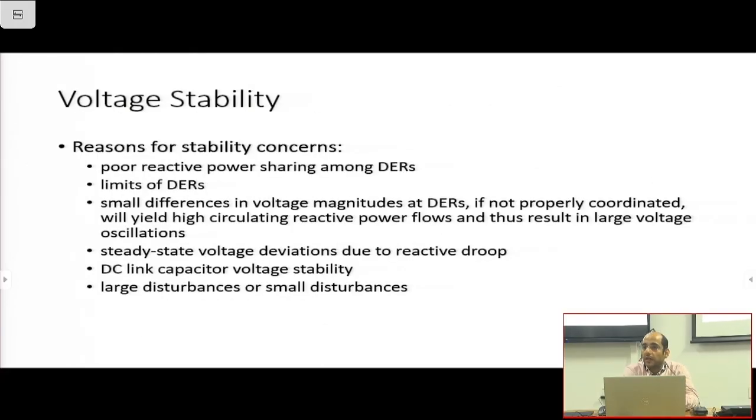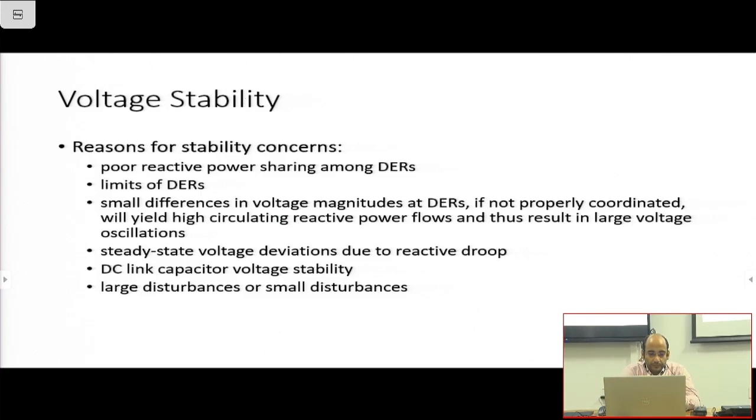Reason for reactive power stability concerns. Again, similar to the active power sharing, there could be reactive power sharing issues, because it may happen that one source is delivering most of the reactive power and the other is not, and if for some reason that source is out, it leads to stability issues. Again, as a synchronous machine has a capability curve, with limits on how much active and reactive power it can supply, inverter-based DER sources also will have active and reactive power capabilities. So if the limits are hit, you cannot supply the reactive power.